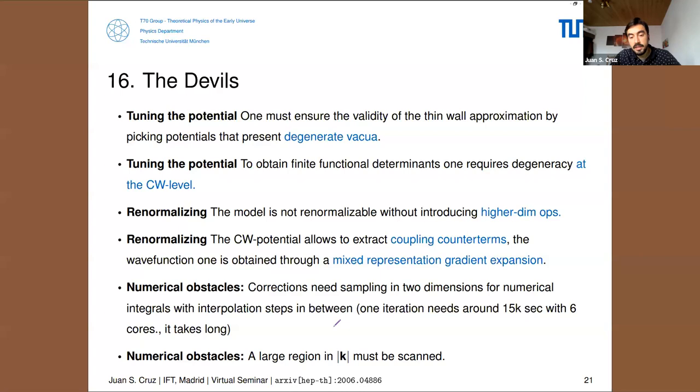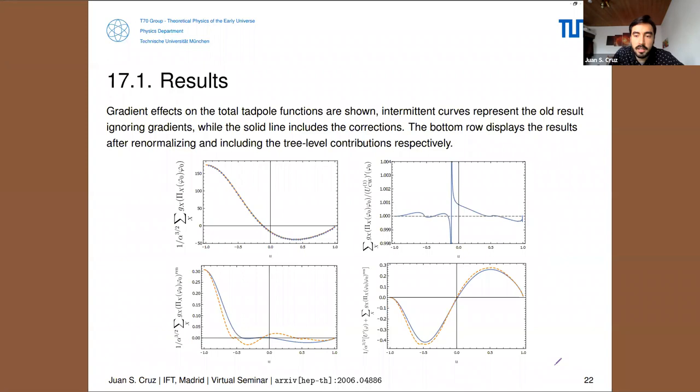Also, that is just for a fixed value of the momentum going along the tangential direction. So this must also be scanned for us to be able to reconstruct the full Green's function. So yeah, these were some numerical challenges. Now, once we've tackled these devils, we can come to the results. So let me give you three slides of results and we will be done.